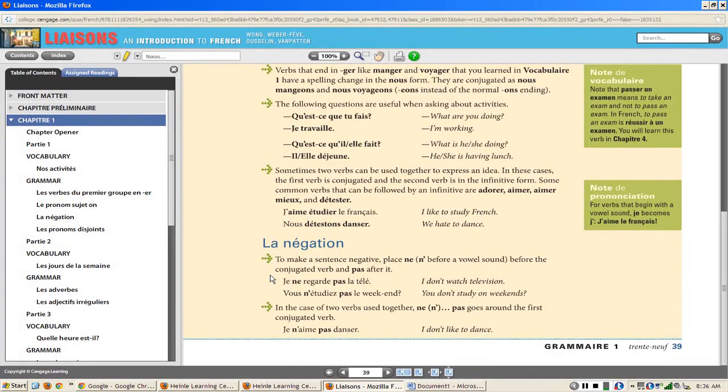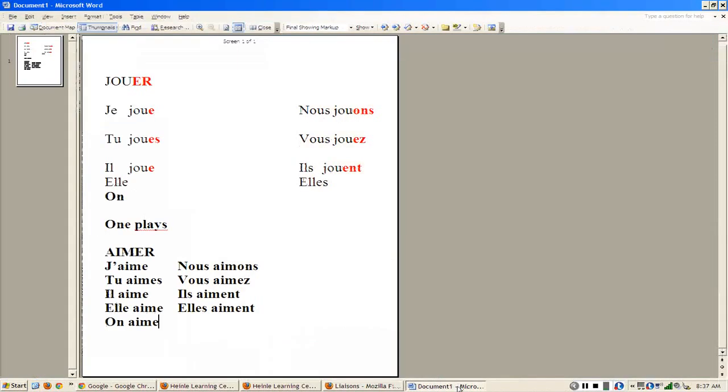Étudier is an ER verb that you have already learned from préliminaire. You learned how to say j'étudie les mathématiques, for example. I study math. The negation, je n'étudie pas les mathématiques. Vous n'étudiez pas. Let's first take my little conjugation of jouer.